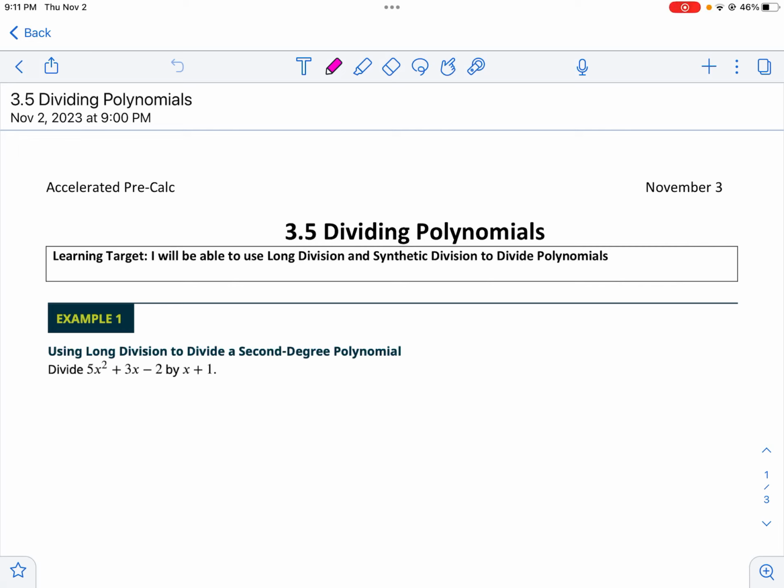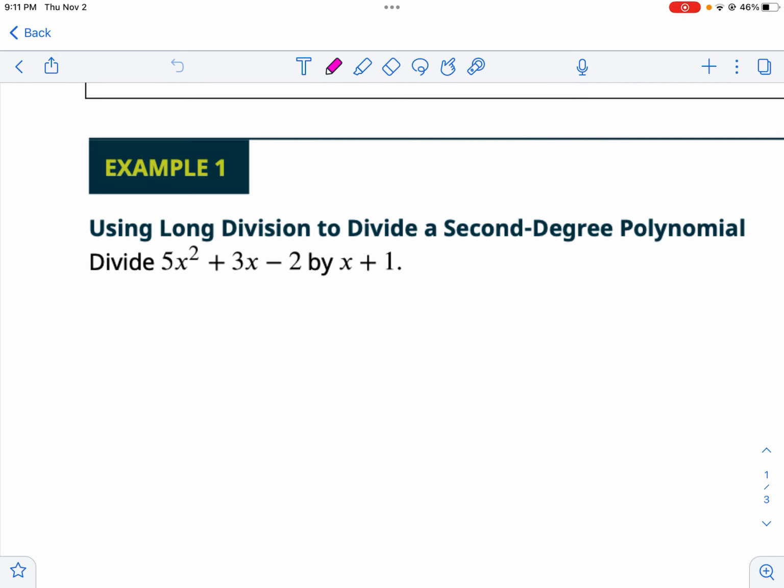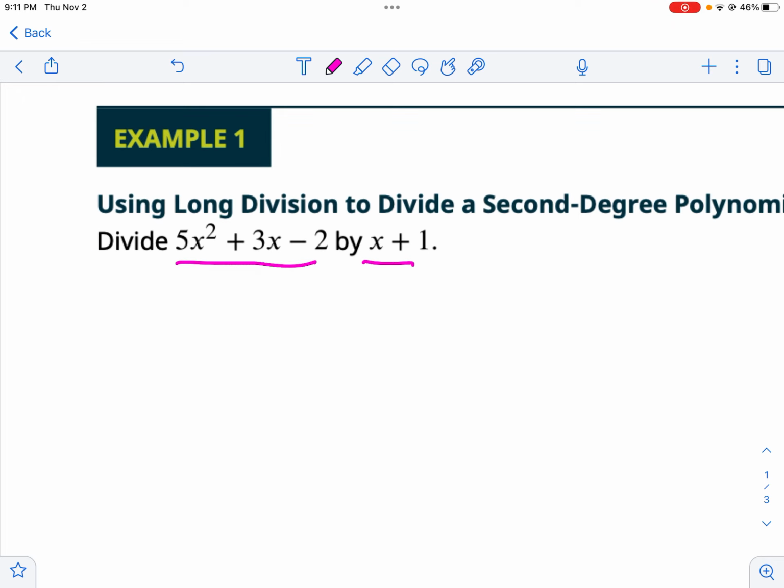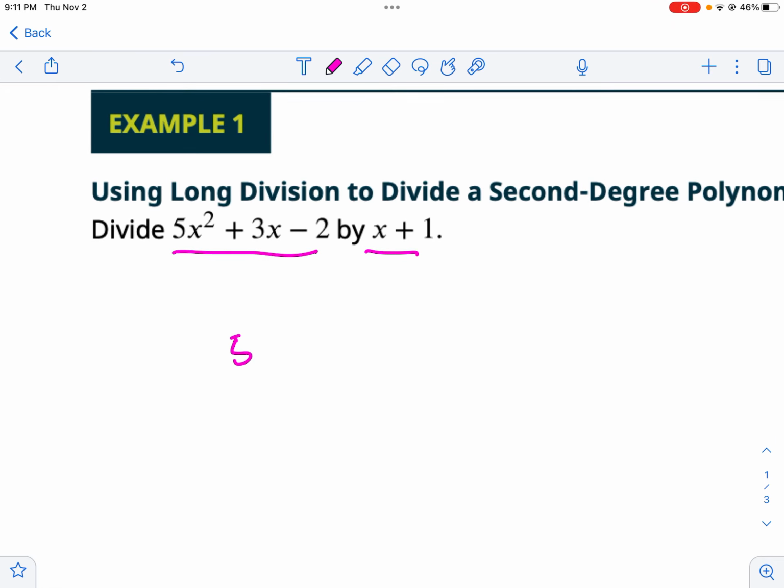3.5, dividing polynomials. So this is something you've done before. Hopefully you remember how to divide polynomials using long division and synthetic division. So long division. So you have this divided by this.